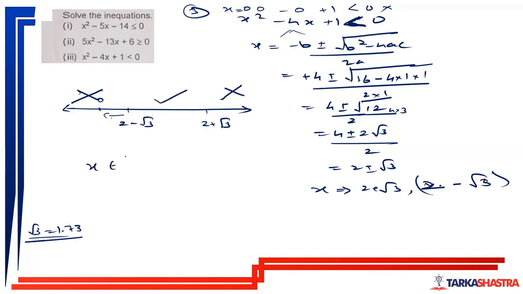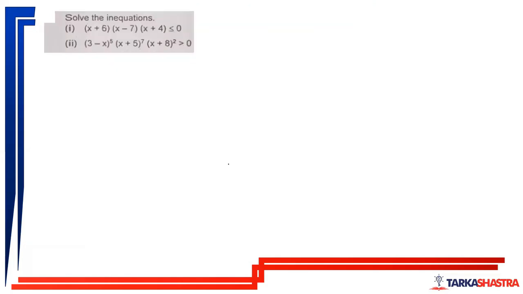So x belongs to (2 − √3, 2 + √3). Here we will have round brackets. Why? Because we don't have an equal to sign over here. It will lie in this range, between 2 − √3 and 2 + √3. Okay. Moving forward, how to solve these types of questions.